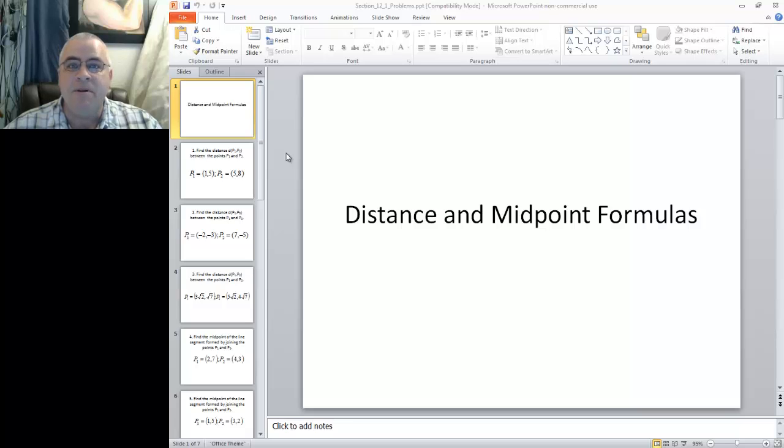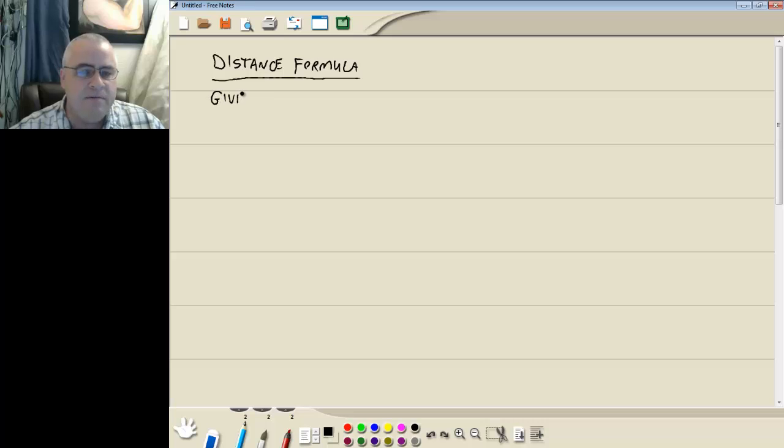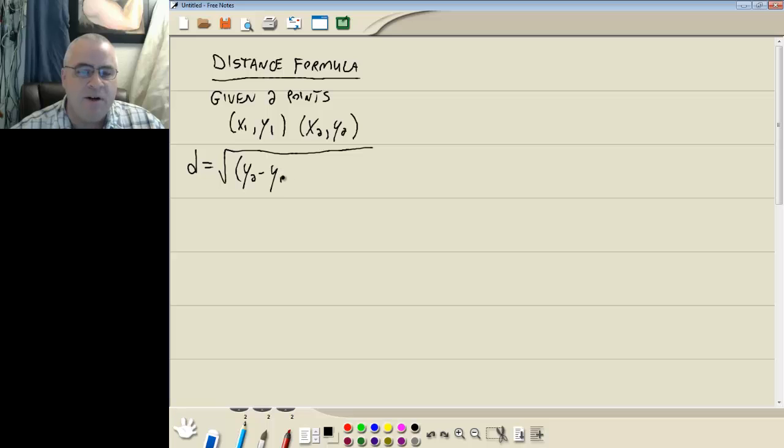Let's take a look at the distance and midpoint formulas. Our distance formula says, given 2 points, x1, y1, and x2, y2, our distance is given by the square root of y2 minus y1 squared plus x2 minus x1 squared.